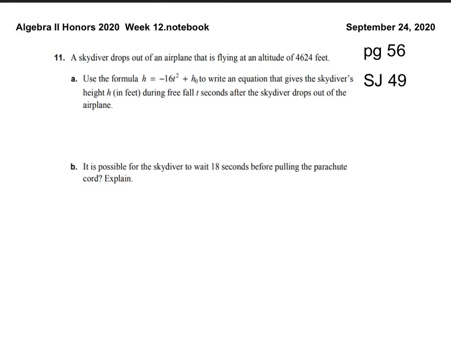A skydiver drops out of an airplane that's flying at an altitude of 4,624 feet. Use the formula shown. This says h equals -16t squared plus h sub 0. And I want you to remember that when you see that h sub 0 or anything sub 0, that's talking about the initial height or the starting height.